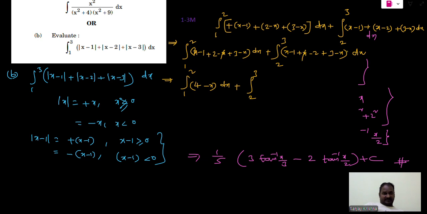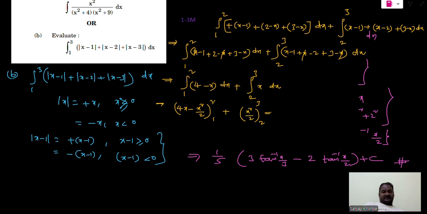Again plus x and minus x get cancelled, and after that minus 1 minus 2 minus 3 plus 3 gets cancelled, and then x dx. So finally integral 4 is nothing but 4x, integral x is x square by 2, but here the limits are going to be 1 to 2. Similarly integral x is equal to x square by 2 between the limits 2 to 3, right?